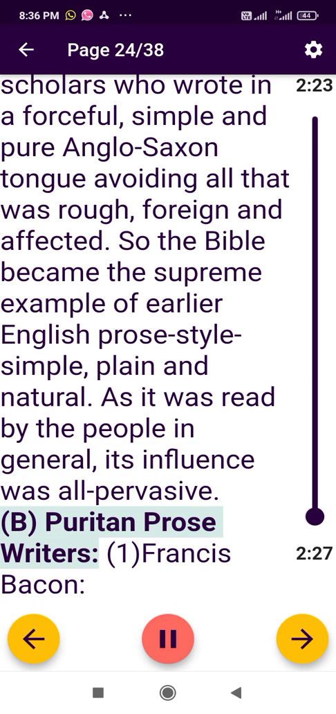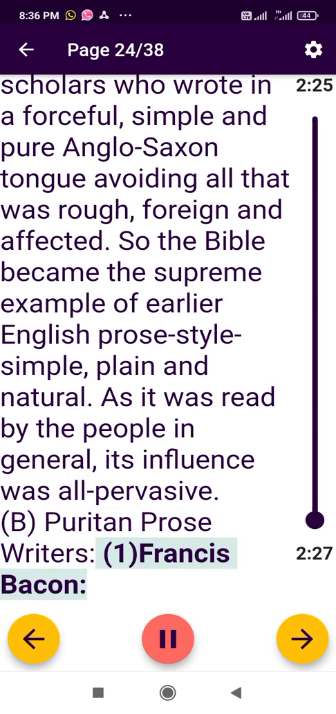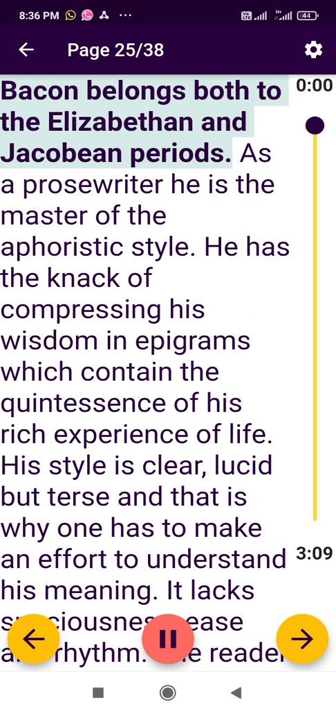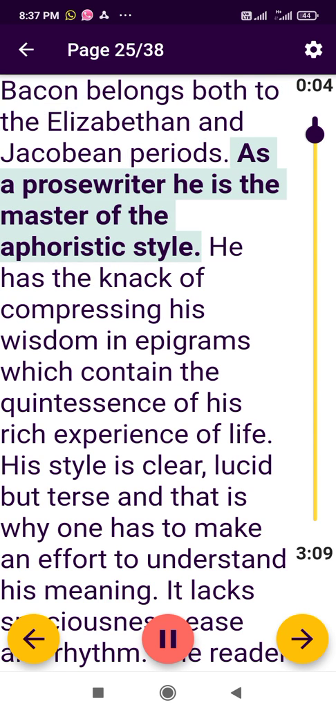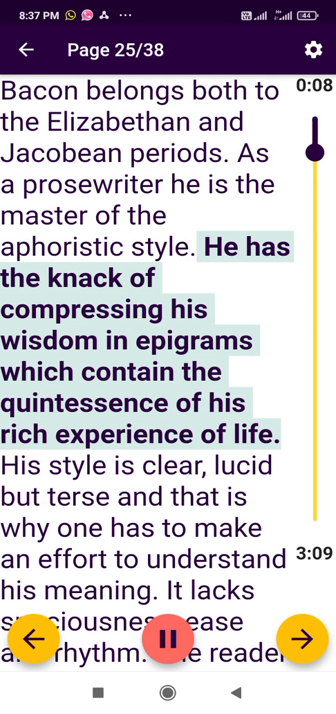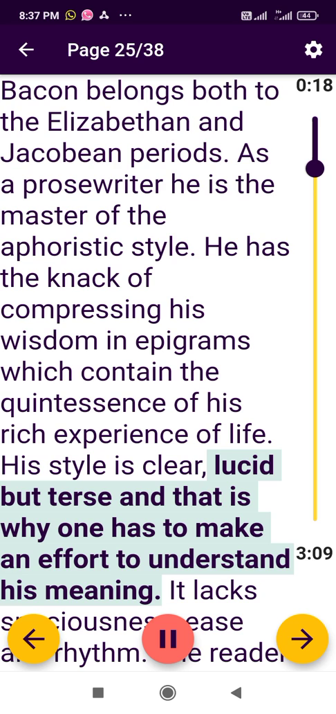B. Puritan prose writers. 1. Francis Bacon. Bacon belongs both to the Elizabethan and Jacobean periods. As a prose writer he is the master of the aphoristic style. He has the knack of compressing his wisdom in epigrams, which contain the quintessence of his rich experience of life. His style is clear, lucid but terse, and that is why one has to make an effort to understand his meaning.